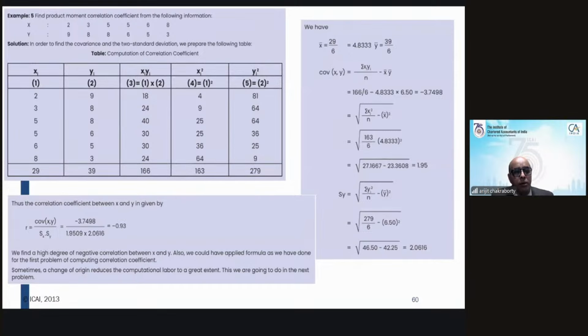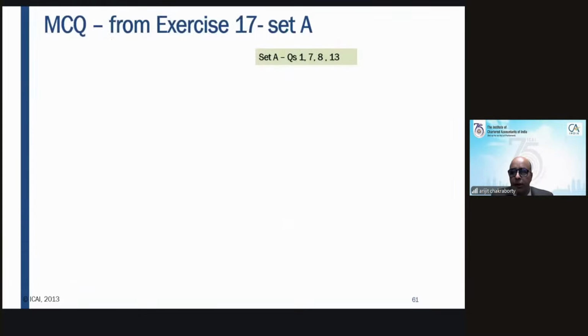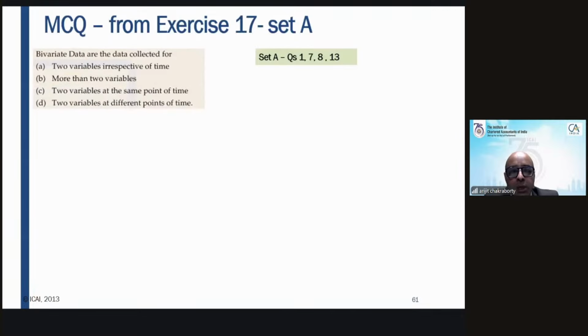Here, in order to find the covariance, apply the formula. Let's look at some of the MCQs now, at the end. This is bivariate data, from set A.